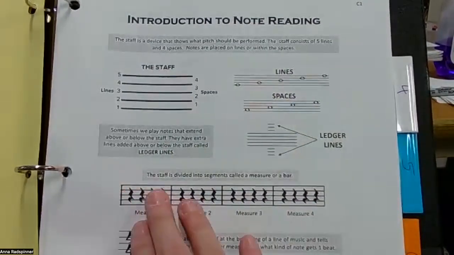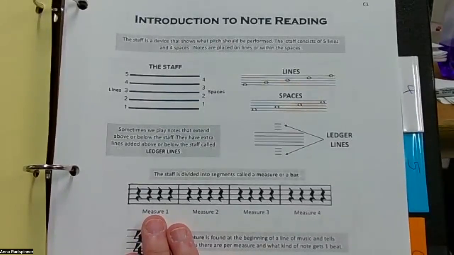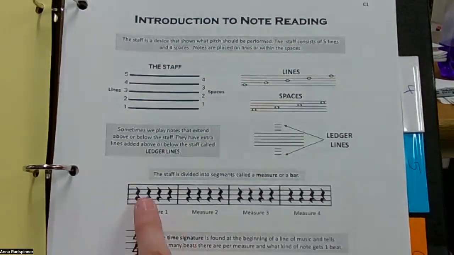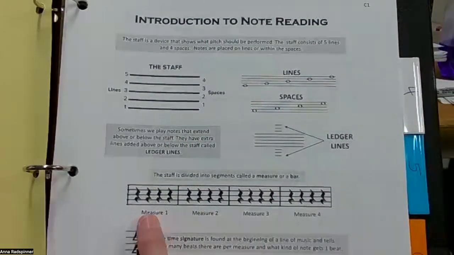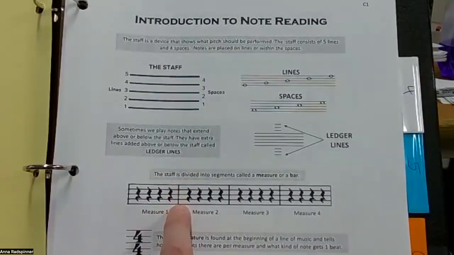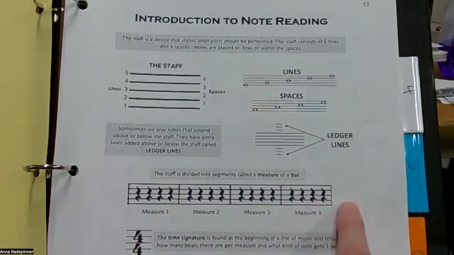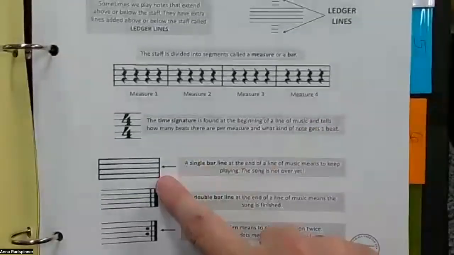Now, our music is split up into segments called measures. Just like a ruler is split up into increments of like inches, half inches, and such, ours are split up into measures. Another name for measure is a bar. Each measure is separated by this stem right here, which is called a bar line. And you'll see that as we go down this page right here.